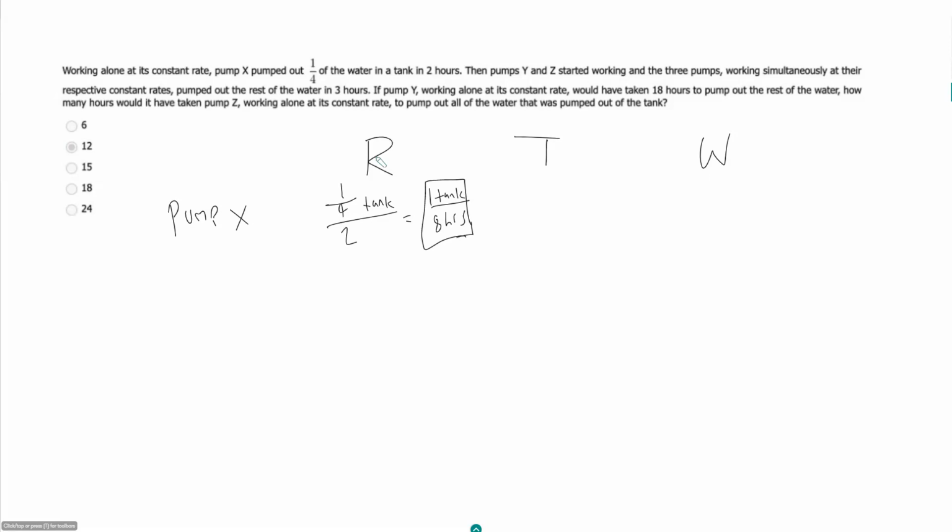Then pumps Y and Z started working, and the three pumps working simultaneously at their respective constant rates pumped out the rest of the water in 3 hours. So together we have X plus Y plus Z. How much of the tank was remaining? 3/4 was remaining. So X plus Y plus Z can pump out 3/4 of a tank every 3 hours, which is 3/12, which is 1 tank every 4 hours.